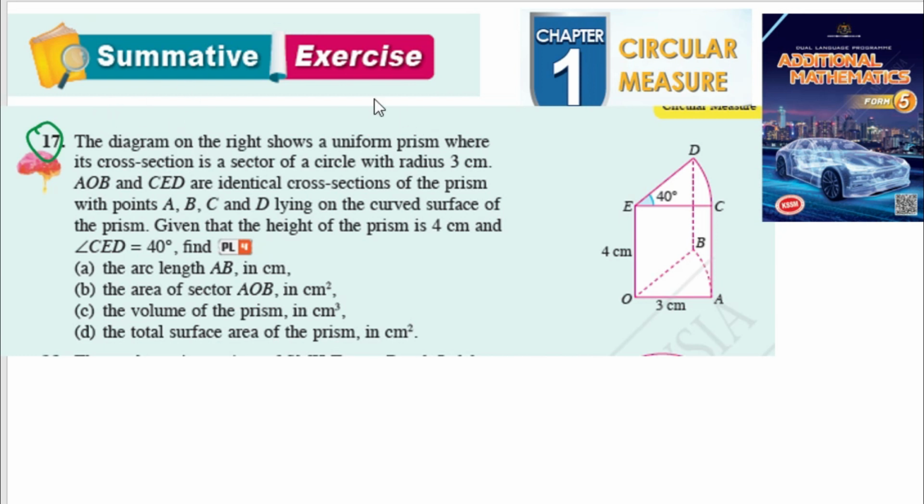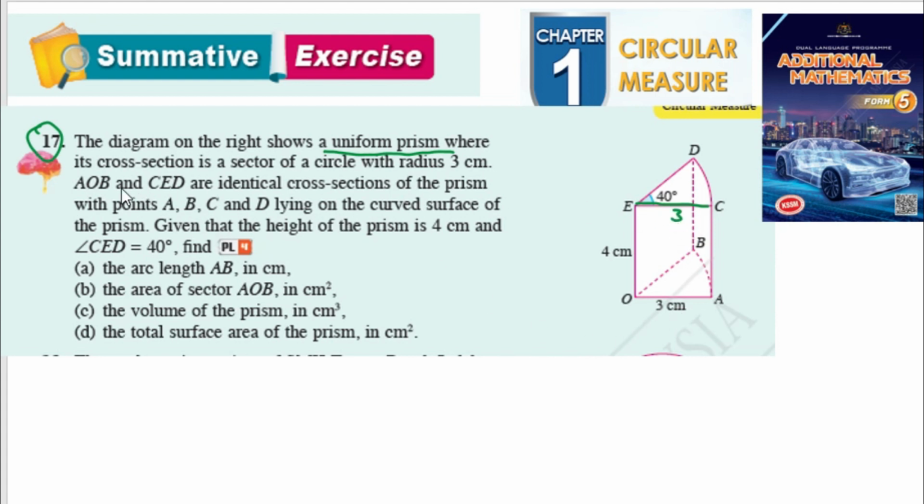17. The diagram on the right shows a uniform prism where its cross section is the center of a circle. So you see here, this one is a cross section of a circle with radius 3 cm. So we know that this one is 3 cm. Same with this one, right?